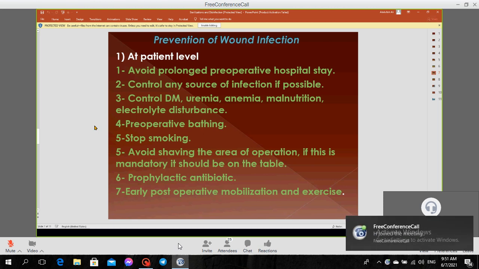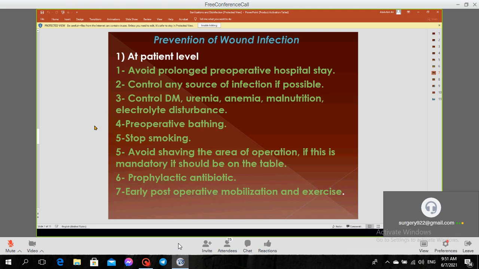If you suspect that you will have a source of infection, or you may open a hollow viscus during your operation, you can use a prophylactic antibiotic, and of course, early post-operative mobilization, exercise, and discharge from hospital. These points show how to prevent infection at patient level.